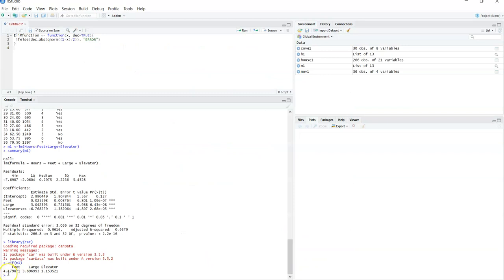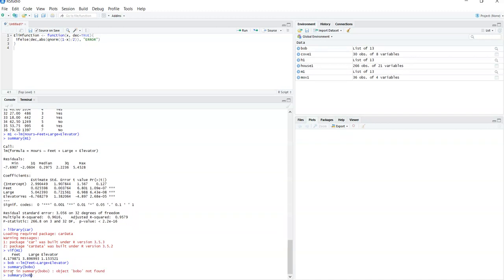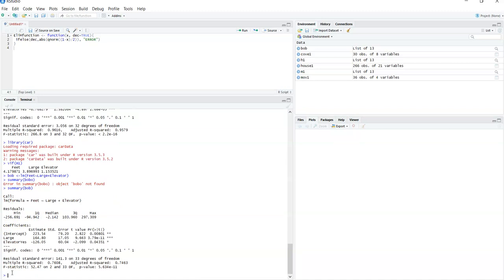So again, this 4.7 is when you run that formula 1 over 1 minus rj squared. You're looking to see if feet is related to large and elevator. The way we do that is we look at the rj squared; we run a linear model of just that. We'll call it Bob, which is the linear model of feet projected by large plus elevator. The summary of Bob gives you an r squared of 0.768.